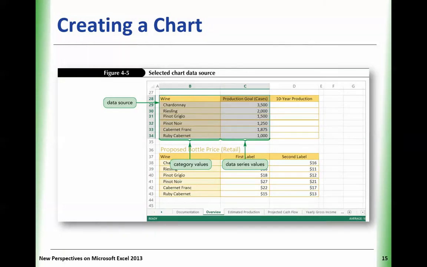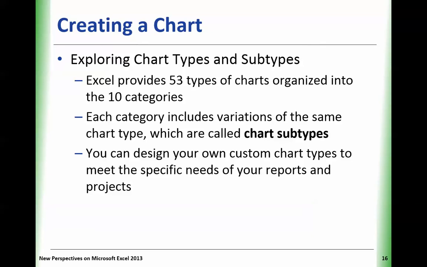As you can see here, our data source is going to be the wine production goals. We have our category values on the left, the types of wine, and we have the data series values on the right: 3500, 2000, 1500. Remember, categorical values are usually words. It's what is the category, and then the data series is typically numbers. What is the data? How much of something?